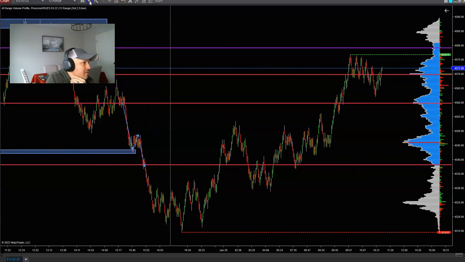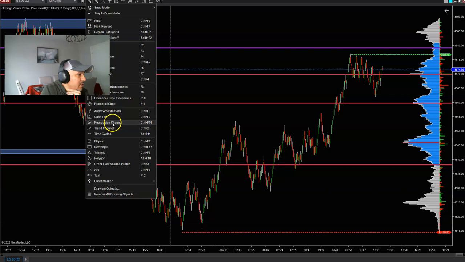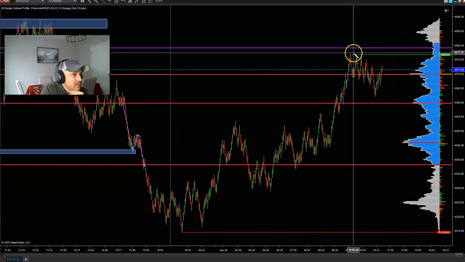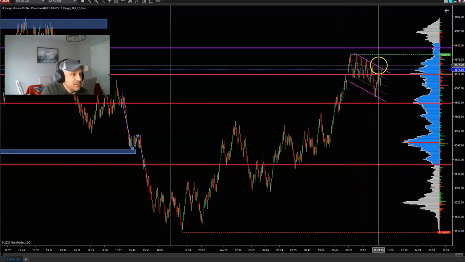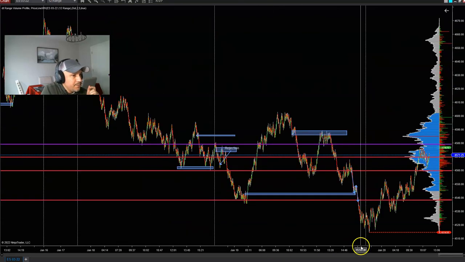So we have a little channel to the downside right here. But that's just such a little channel. That doesn't mean that the market can't push higher.